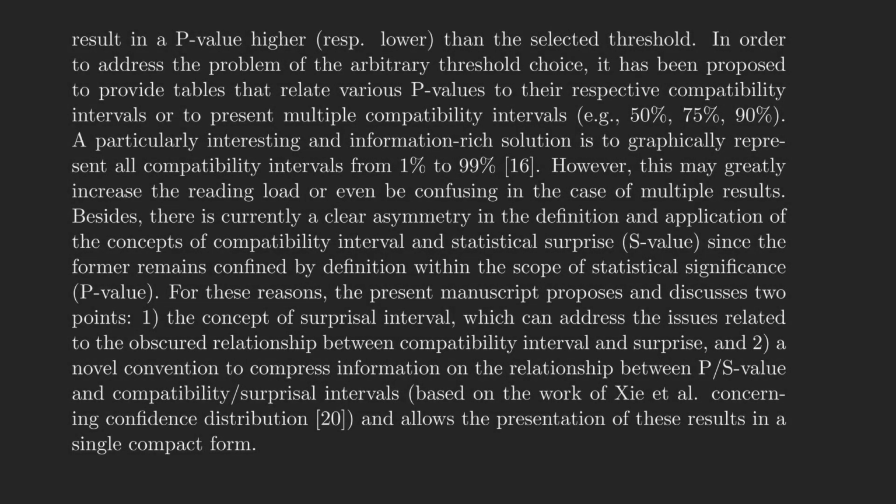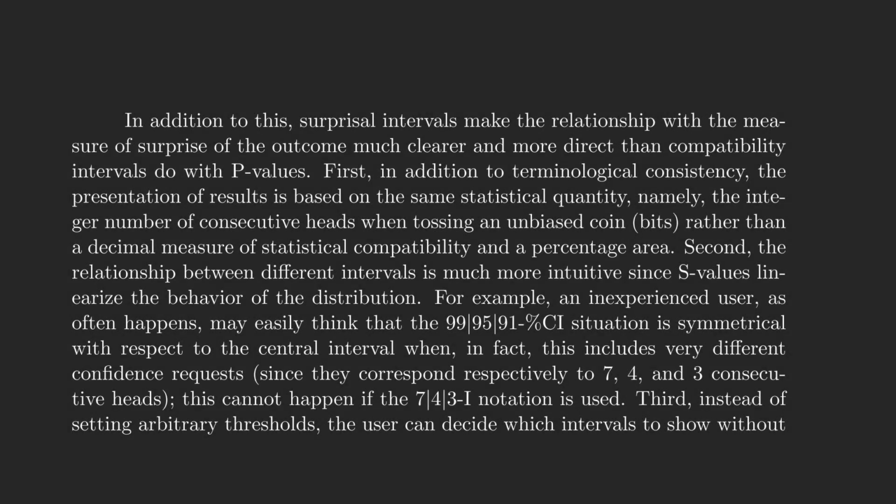In order to properly evaluate the statistical magnitude, or rather, the effect size, some authors have proposed using multiple confidence intervals, or better, compatibility intervals, and observing how the statistical surprise changes in relation to the variation in effect size. However, this poses a clear asymmetry in the definition and application of the concepts of compatibility interval and statistical surprise, since the former remains confined by definition within the scope of statistical significance or compatibility. Moreover, one may easily think that a situation like this is symmetrical with respect to the central interval when, in fact, this includes very different confidence requests or compatibility requests. Indeed, as we saw before, the amount of information contained in pairs of equally distant p-values can change dramatically.